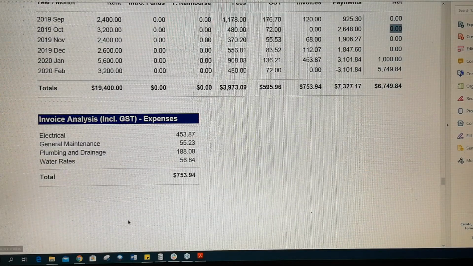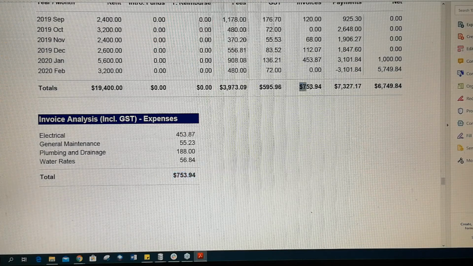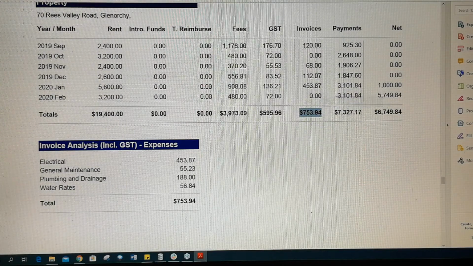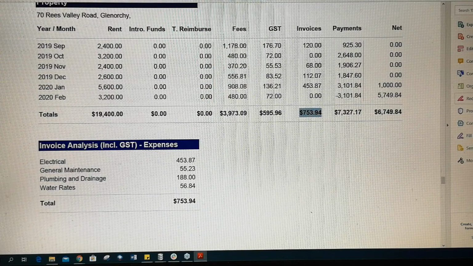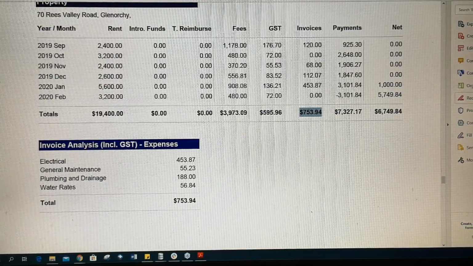So we also have our little invoice analysis. Now, this is what has happened during the year. You'll notice that the total at the bottom here is the same as the invoices total over here. So this is a breakdown of what this money has been spent on based on the invoice codes, supplier codes, expense codes that we have used during the year.